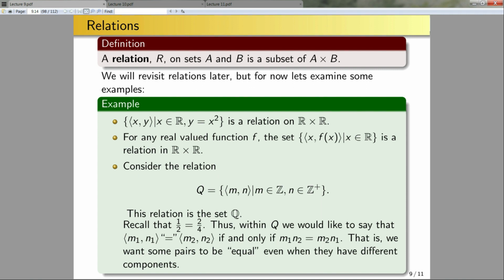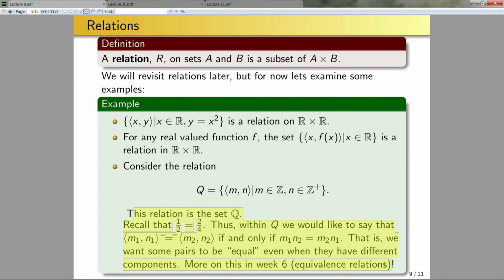So we can't explicitly do this with ordered pairs, but in 2 weeks when we talk about relations and equivalence relations in particular, we will elaborate on this idea in a bit more detail. So all this stuff here is just giving you motivation for week 6.